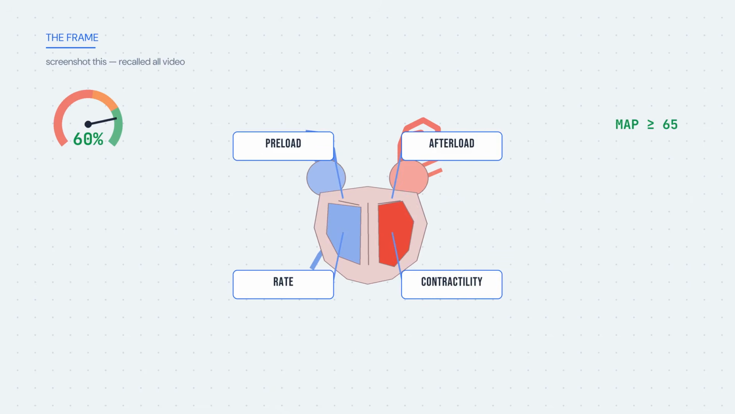Four numbers: rate, preload, afterload, contractility. Ejection fraction tells you about the squeeze. Mean arterial pressure tells you about the perfusion. From here on, every disease we cover is one of these going wrong. And every drug is an arrow pointed at one of them. Screenshot this one. You will want it for chapters 4, 9, and 10.